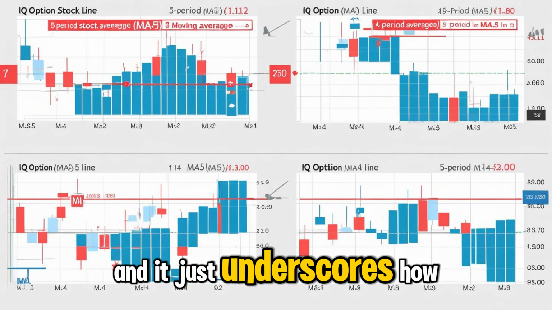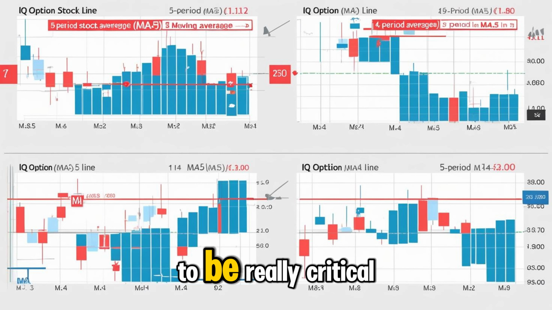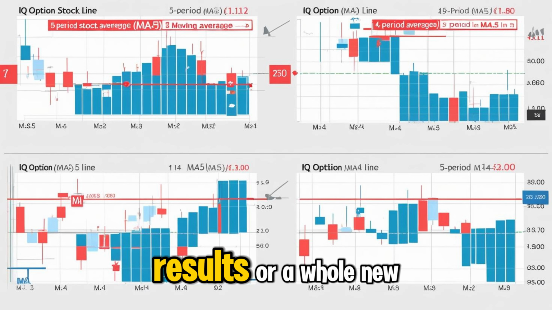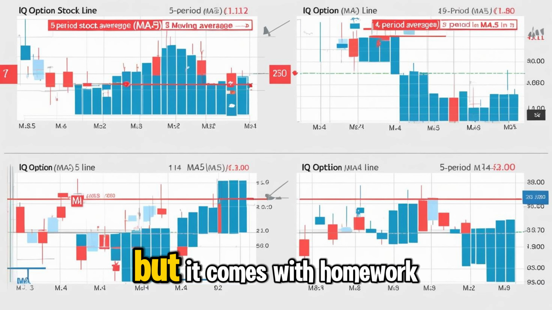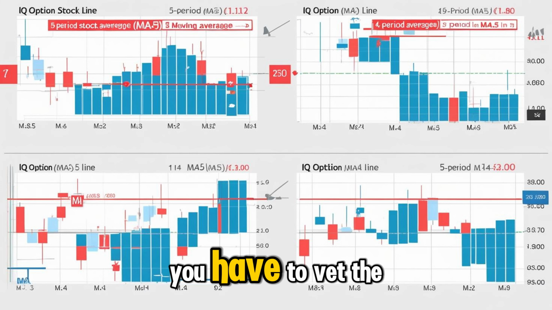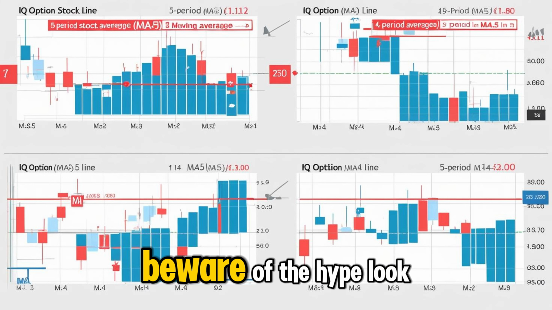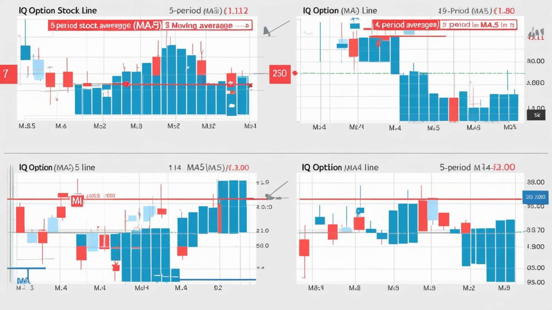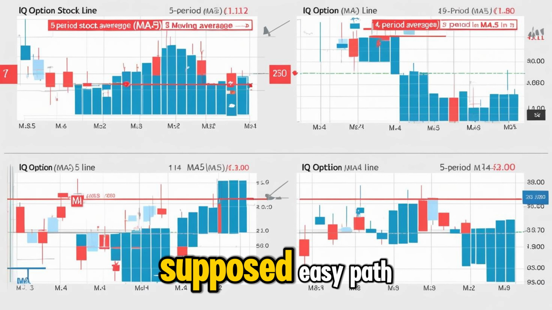And it just underscores how important it is for you, the learner, the consumer of this information, to be really critical, especially when big promises are being made about quick results or a whole new life. That accessibility is great in theory, but it comes with homework, basically. Yeah. You have to vet the source, understand the risks, look past the shiny promises. Beware of the hype. Look for the substance, the reasoning, the caveats. Is it explaining the why and the what-ifs, or just showing you the supposed easy path?